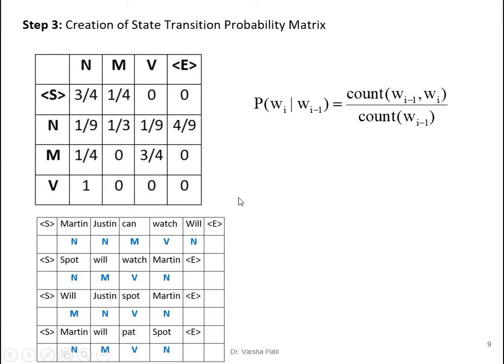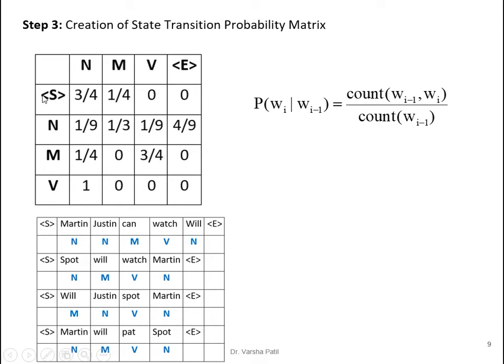Now our step 3 is the creation of the state transition probability matrix. Here we are using the bigram model, with one word of previous history. This is the formula for bigram: probability of Wi given W of i minus 1. In this way we can also write it: this is the previous word and this is the current word. Count of W i minus 1, Wi divided by count of W i minus 1. For simplicity I have put the corpus here again so that you can easily check the answer.